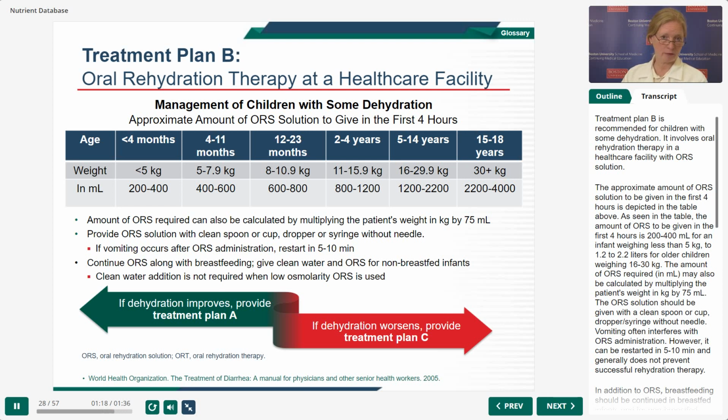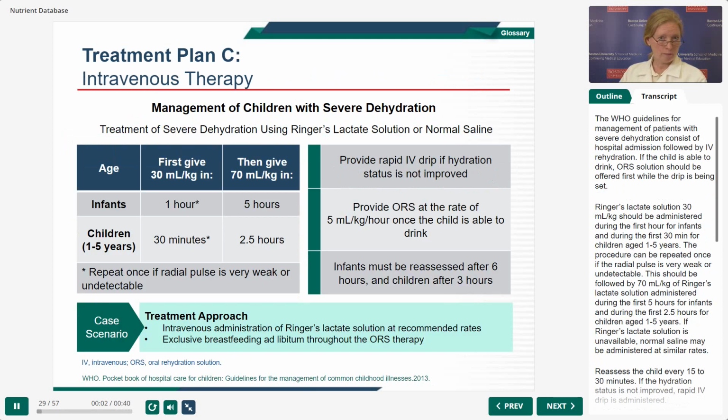And during your assessment period, after your 4 hours, you can decide if the patient is the same, is improved, or has worsened. And if the patient has worsened, you will need to use intravenous therapy. That's plan C. So your approach will be to use lactated Ringer's or normal saline. You're going to provide rapid IV hydration. You can also provide ORS at a rate of 5 cc per kilo per hour once the child is able to drink. The children have to be reassessed every 4 to 6 hours, and small children earlier. So in our case scenario, the child received Ringer's lactate, and he was exclusively breastfed throughout the therapy.